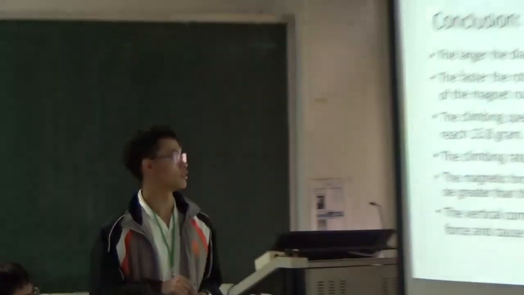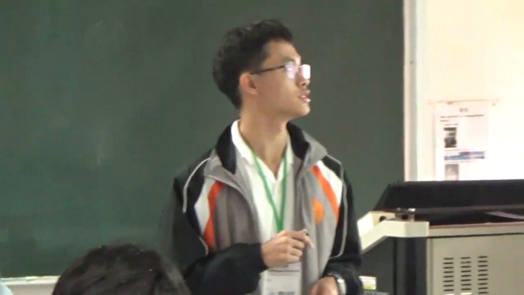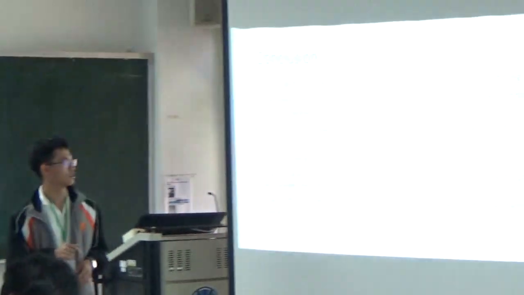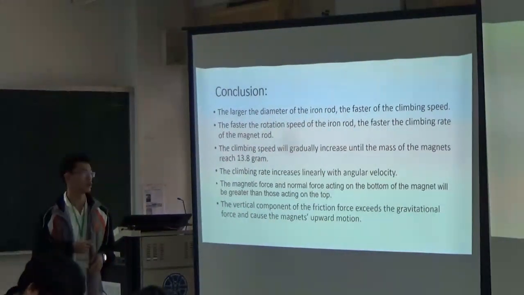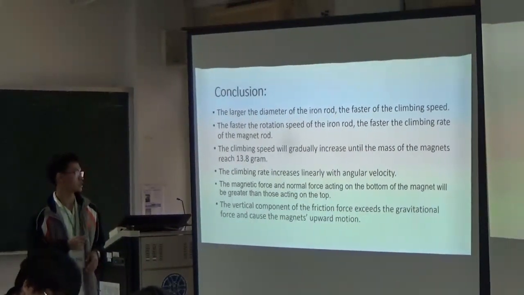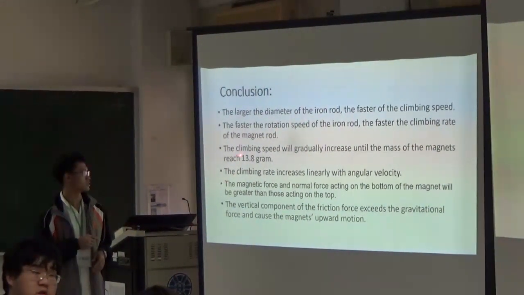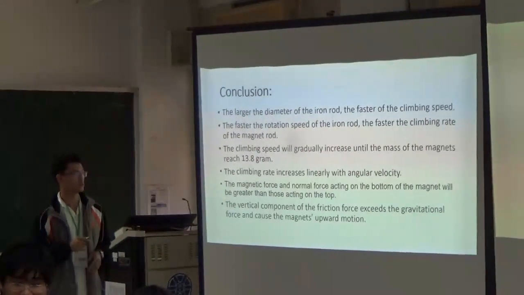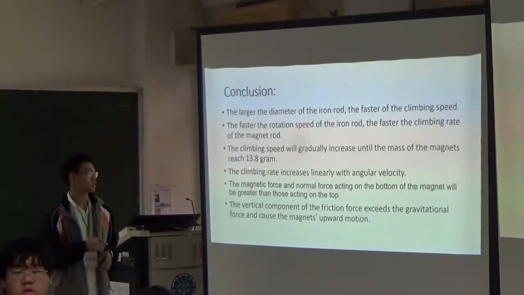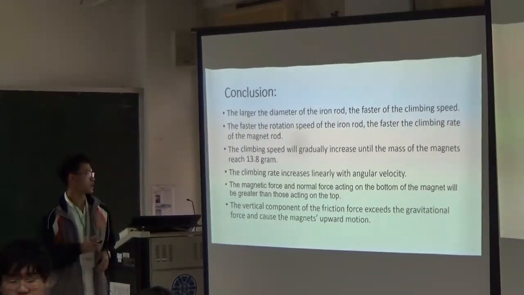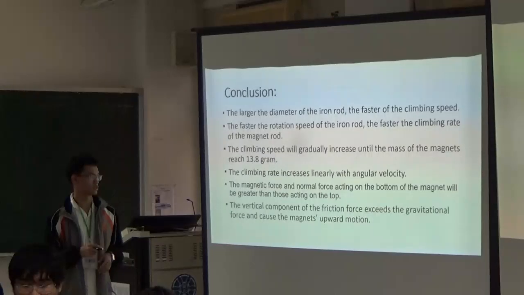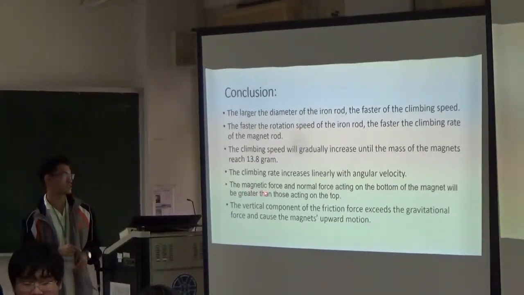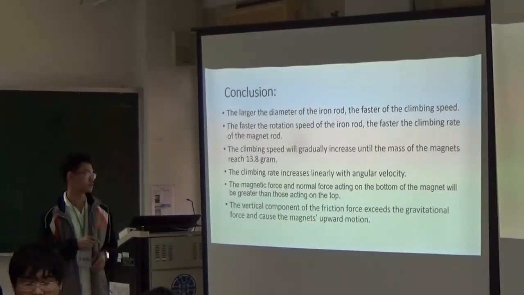And this is our conclusion. With a larger diameter of the iron rod, the climbing speed is faster, and with a faster rotation speed of the iron rod, the climbing rate of the magnet is faster. Third, the climbing speed will gradually increase until the mass of the magnet reaches 13.8 grams. And the climbing rate increases linearly with the angular velocity in our third experiment.